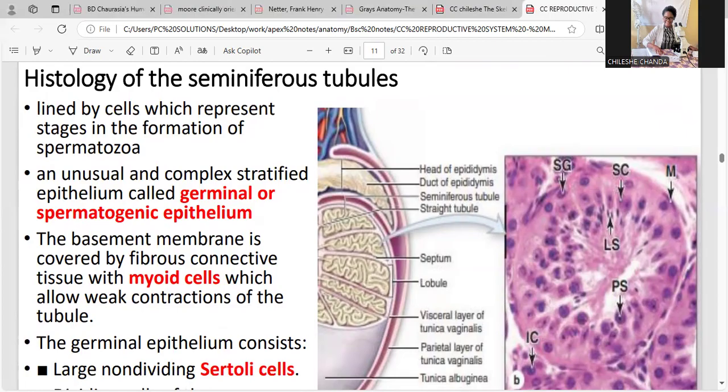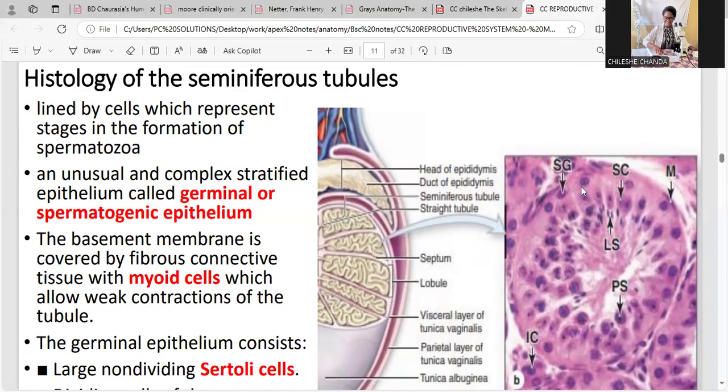Now, if we look at the testis, we cut it up, and then we get one seminiferous tubule. We cut it up in transverse section like this, and we look at it under the microscope. This is what we are likely to see. So this is a tubule. It's like you get a hose pipe, you cut it in transverse section, and then you start looking at the hole. So at the hole under the microscope, this is what you're going to see.